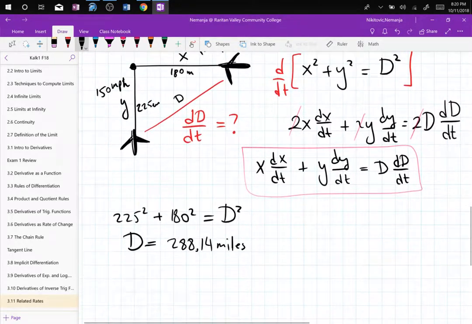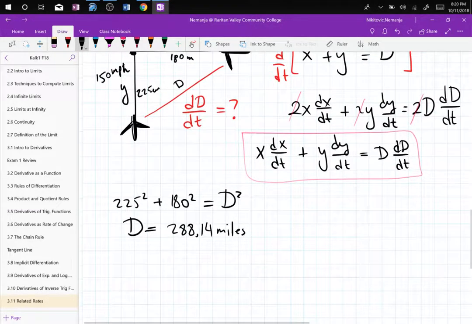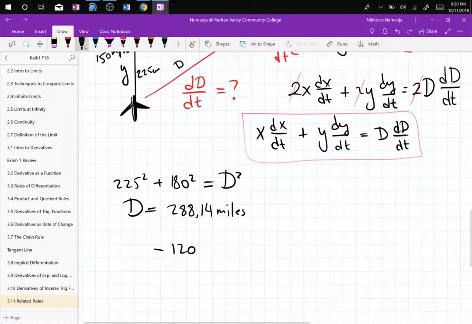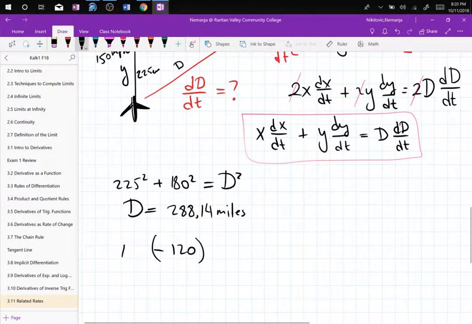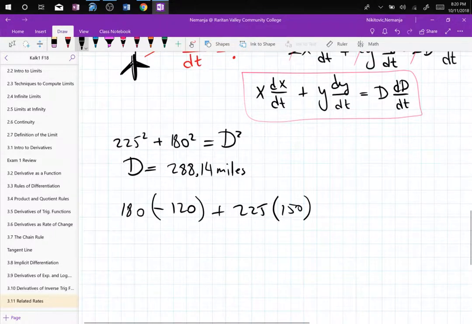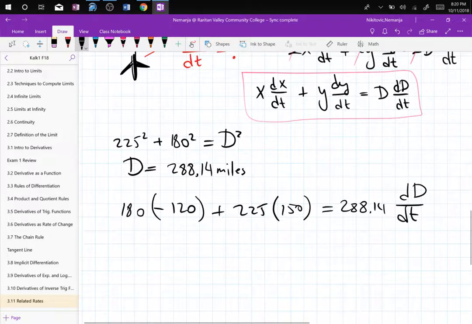So okay, now my x is negative 120 times the distance, which is 180, plus the distance for this is 225 times the speed up, which is 150, is equal to D, 288.14, dD/dt, which is the change. And as you can see, I have all of these numbers, so just compute.